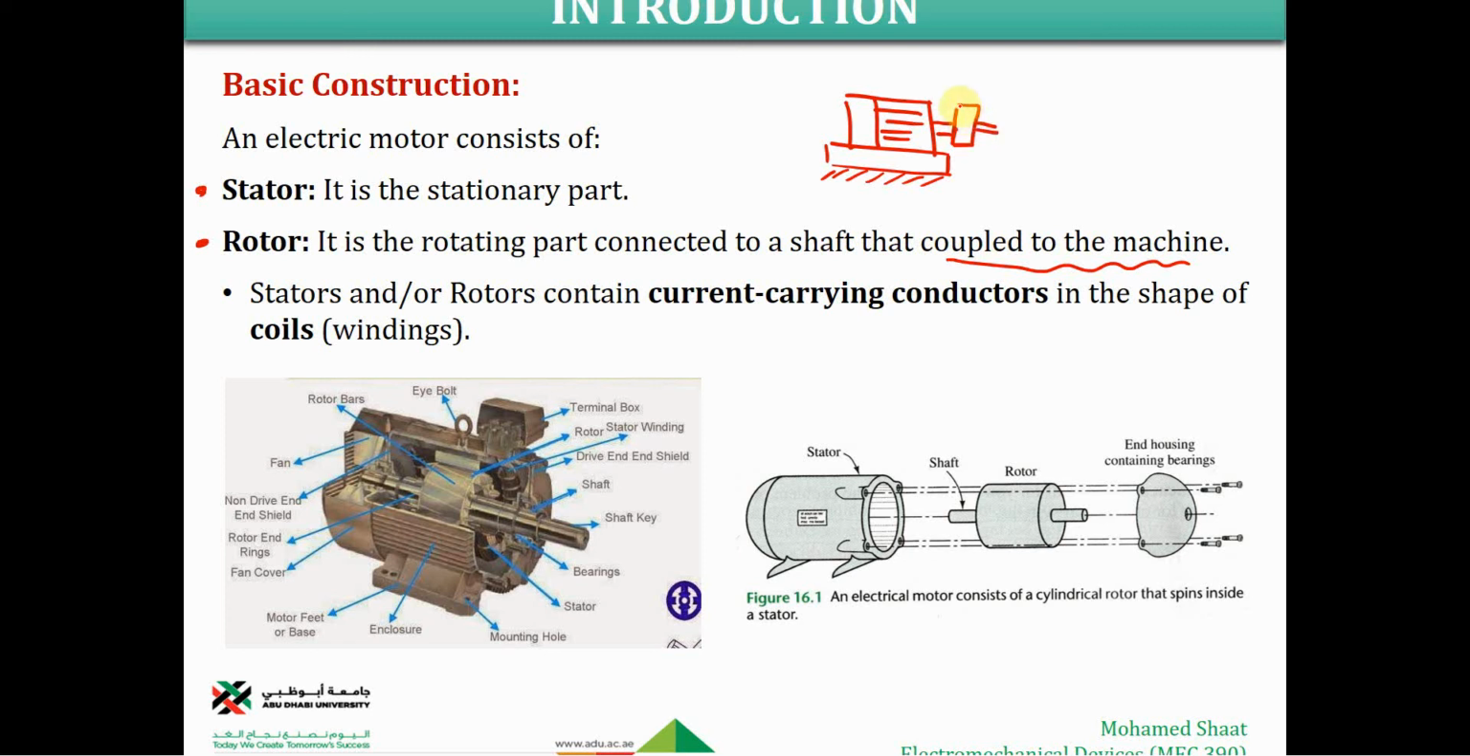This is the coupling, one of the mechanical components that we can use to connect two shafts. Then it can be connected to any machine to give rotation to the machine or operate the machine. This is the basic idea of the electrical motor, how it works.